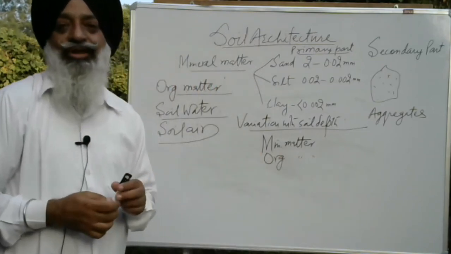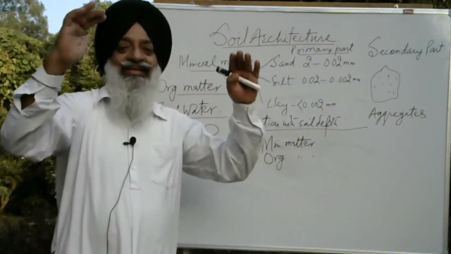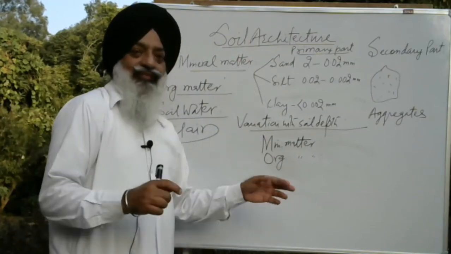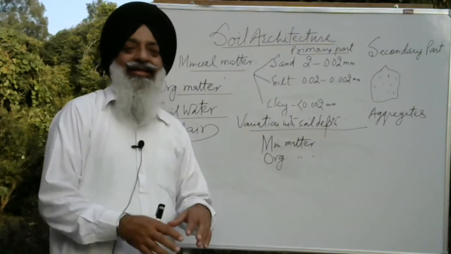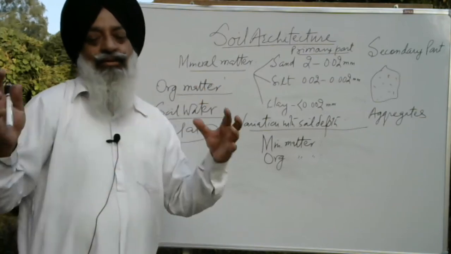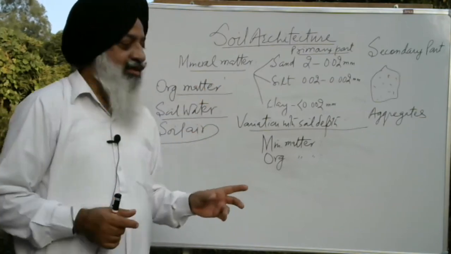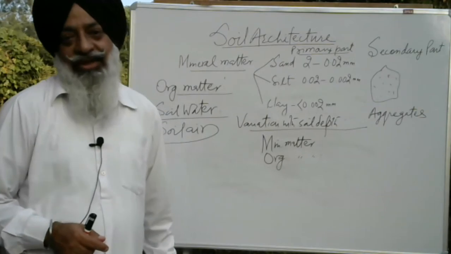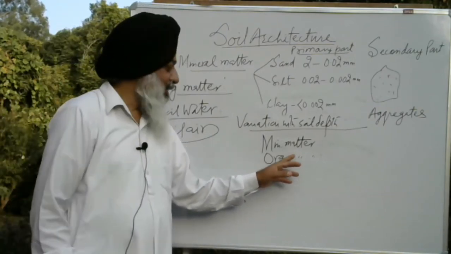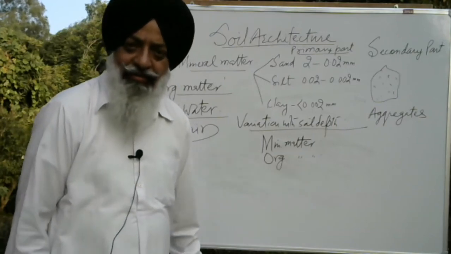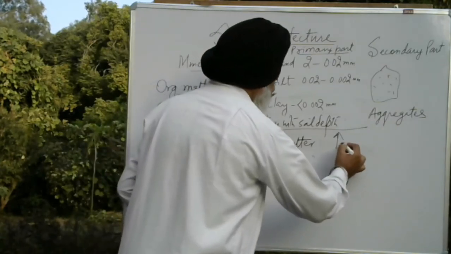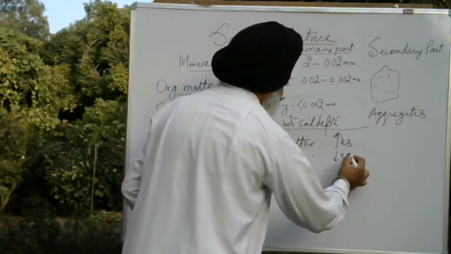Yes, this is important. Organic matter always decreases as you go down into the soil. Why? Because whatever organic matter is added, that is added in the surface layers. Even the root mass is dominant in the surface layers. So as you go down, organic carbon decreases, and if organic carbon decreases down the depth of the soil, what should happen to mineral matter? Mineral matter will increase. So mineral matter increases with depth, organic matter decreases with depth.